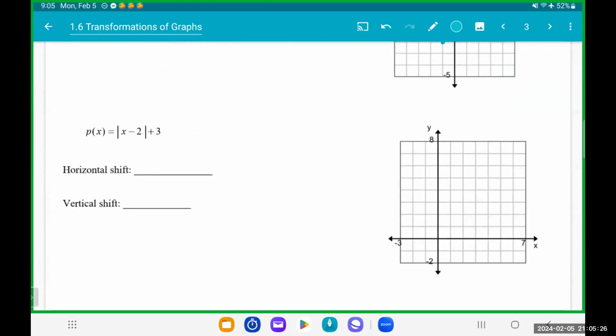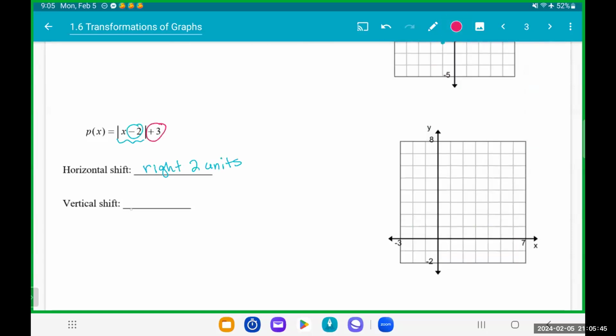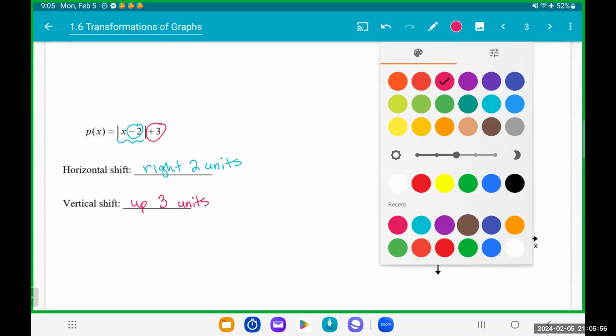All right, so this next one is an absolute value. So this negative in here tells us that we are going to go right 2 units. And this plus here tells us that we're going to go up 3 units. Okay? And that's off of our absolute value.